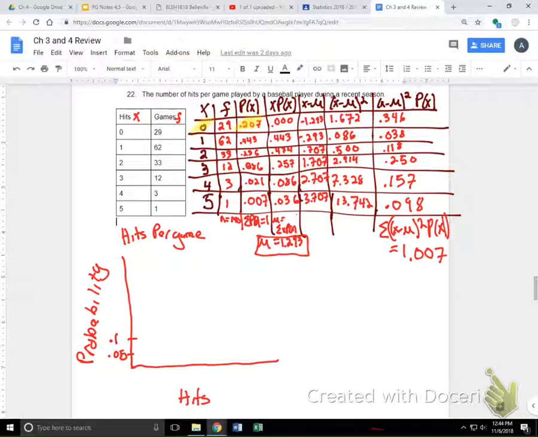So 0.10, 0.15, 0.20, 0.25, and our biggest number is going to be a little shy of 0.45, so I've got to keep going. My scale is probably not my best, but it's only because of the way I drew it. So 0.3, 0.35, 0.4, 0.45.